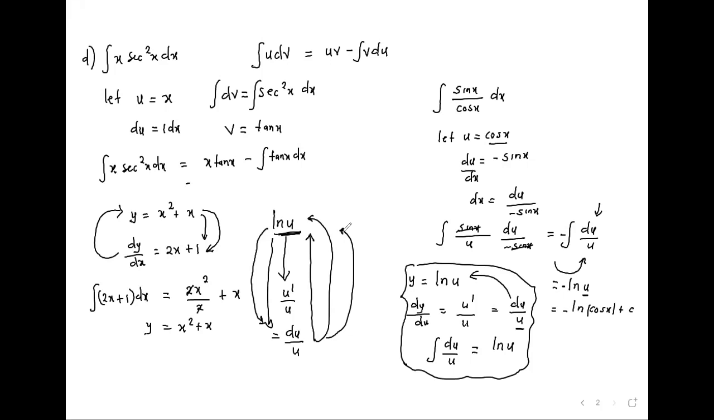So here we're going to have x tan x minus ln of cos x plus c. Minus. Yeah, there's another minus here. So this minus and this minus will give us a plus.